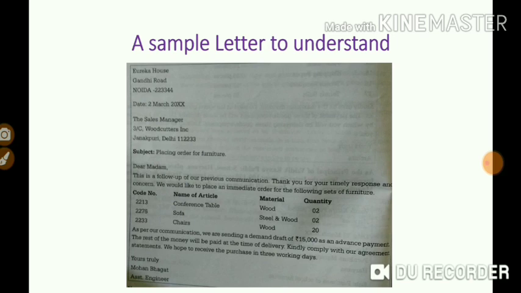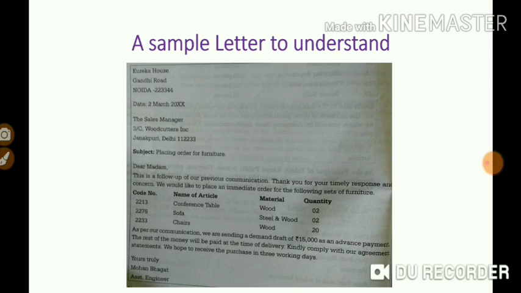So let us see in this particular sample letter that I have provided here. You can see Eureka House, Gandhi Road, Noida, 223344. What do you mean by this? Whose address do you think this one is? As I told you in the beginning, while discussing the format of the formal letter, in the beginning of a formal letter we mention the sender's address, means this is the address of the sender. Who is the sender here? The sender's name is not mentioned at the top. The sender's address will be mentioned at the top, but his name will be mentioned at the subscription part.